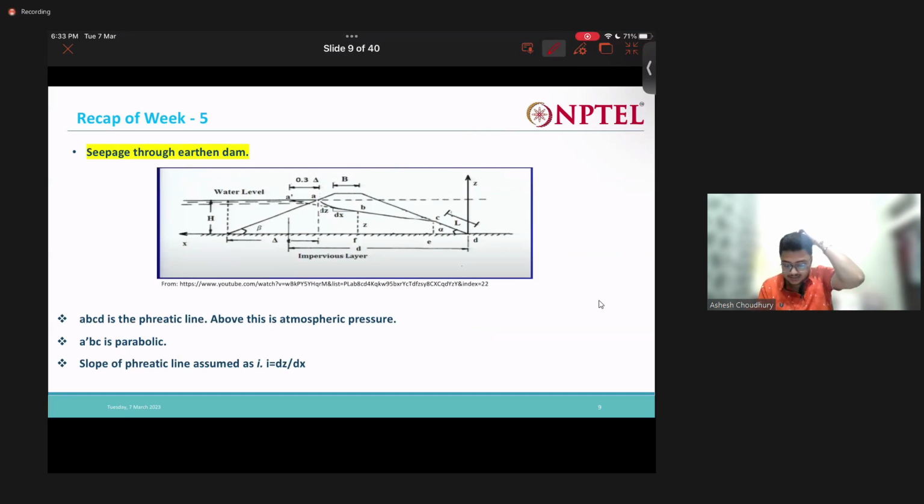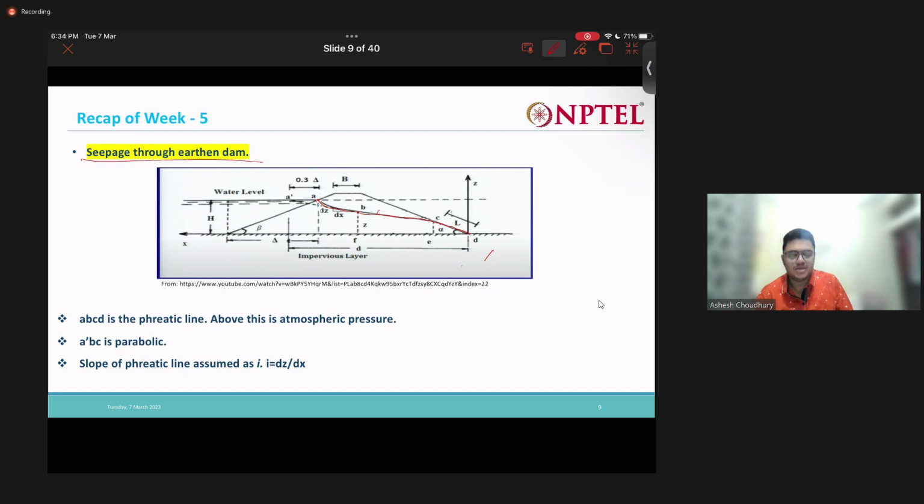So the next topic is seepage through earthen dam. Here you can see a diagram of an earthen dam. Below it is an impermeable layer, and this is the earthen dam, and this is my water level. This line A B C D is known as the phreatic surface. Above this line there is no presence of water, so we consider that there is atmospheric pressure above that line.